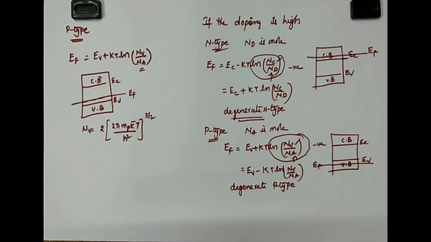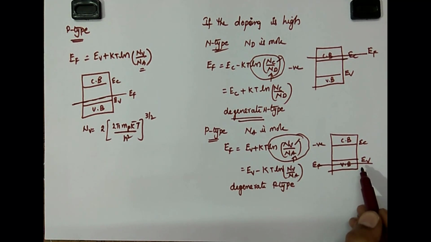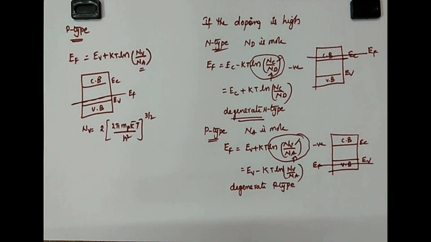What is the exact explanation? If the acceptor ion concentration is more, what is the actual meaning? If more trivalent atoms are added, more holes will be generated. If more holes are generated, more electrons will fill those holes, so the electron's energy is reduced. That is the reason the Fermi level drops down to a lower value and enters the valence band. Hence it is called degenerate p-type.